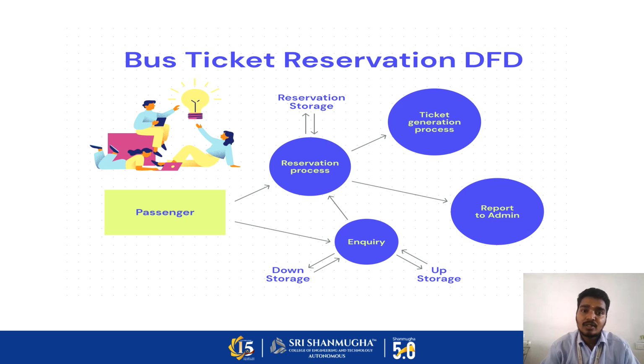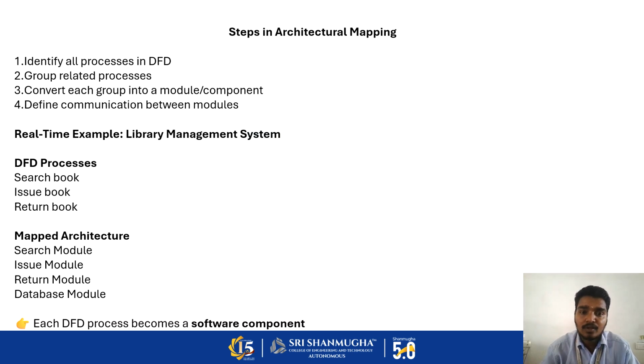So this is the data flow diagram for bus ticket reservation. First of all, the passenger makes an inquiry for the reservation process. The reservation goes to the ticket generation process. If the ticket is available, it will report to the admin. If payment is confirmed, the ticket is booked. Suppose the ticket is not available, then the process is unable to be completed. So that is the bus ticket reservation data flow diagram.